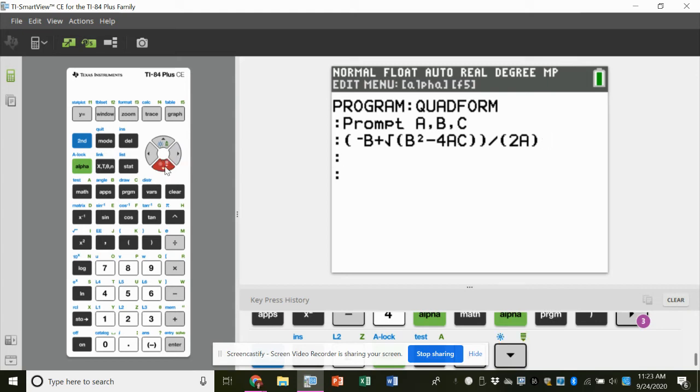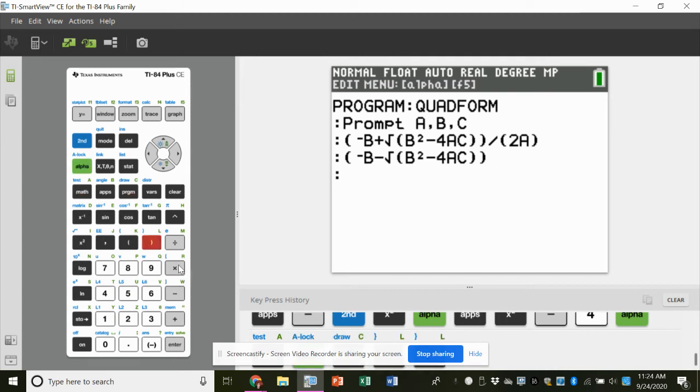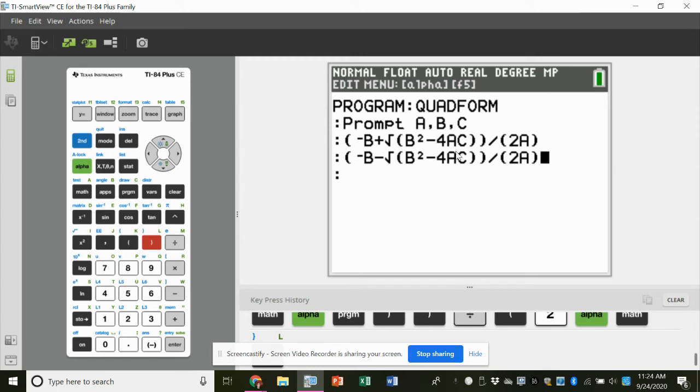Then we're going to come down here and we're going to do the exact same thing. Negative b, but we're going to do minus, second square root of alpha b squared minus 4ac, divided by 2a. Okay, so then if we have it do these calculations, it's going to do them, but what is it going to do with them? Well, we want it to display those calculations. And there's two calculations we want it to display. So we need to delineate between them.